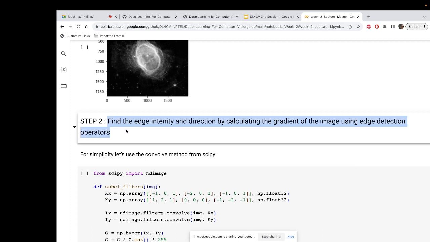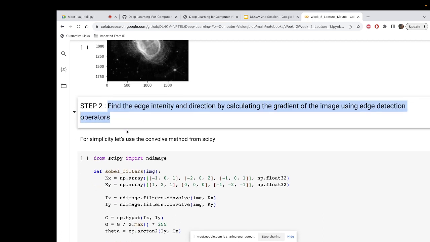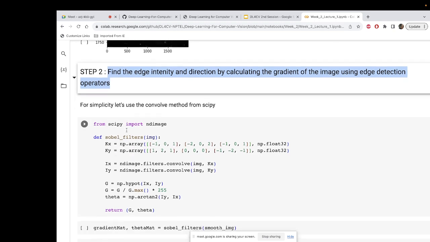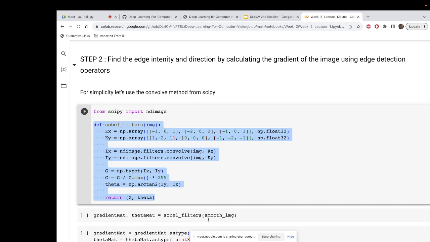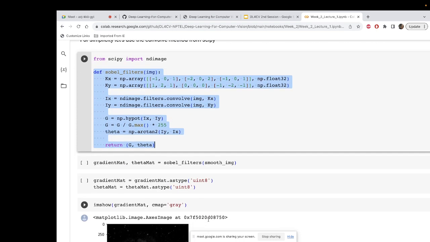Now step 2, find the edge intensity and direction by calculating the gradient of the image using edge detection operators, right. So now what we will do is again the Sobel operator. Basically in this notebook, what we are trying to give you is, on one hand, how to code things up. We coded up Sobel for you in the first part. In the second part we are simply giving you some ideas on how you can do it very quickly, some of the handy algorithms that are already implemented in Python.